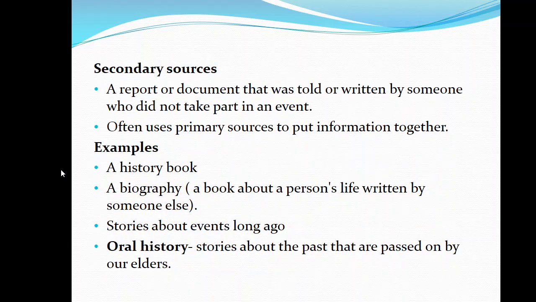Secondary sources. A report or document that was told or written by someone who did not take part in an event. The secondary sources often use primary sources to put information together. Examples of secondary sources, we have a history book, a biography, which is a book about a person's life, but it was written by someone else. And also stories about events long ago. These are the stories that were passed on from generation to generation, the stories that we are told by our elders. These are also called oral history.